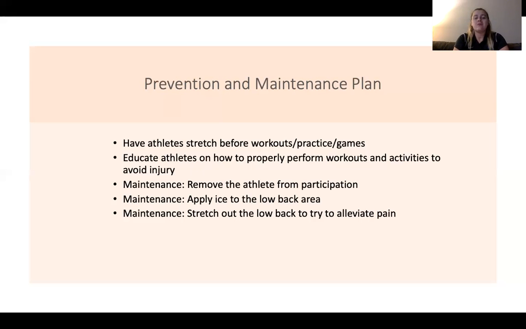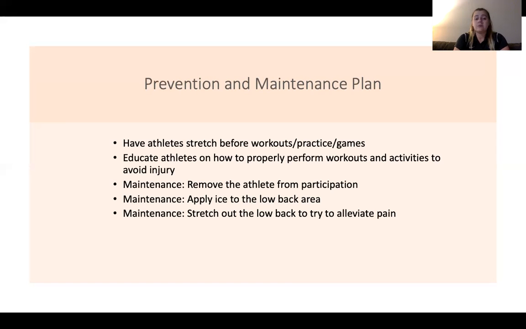And again, we're going to educate athletes on how to properly perform workouts and activities to avoid an injury. Too many times have I heard about people getting injured in a weight room because they did a squat the wrong way, or they did a tricep curl with too much weight on it. Making sure that the athletes know their limits and know how to properly perform these exercises is going to play a big part into preventing injury.